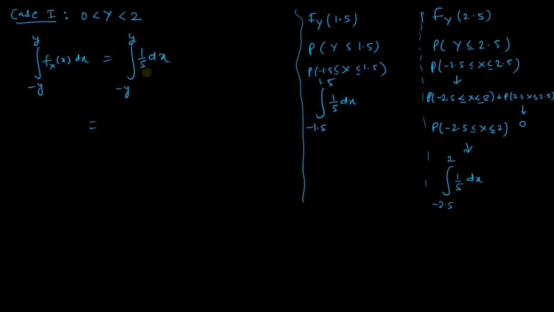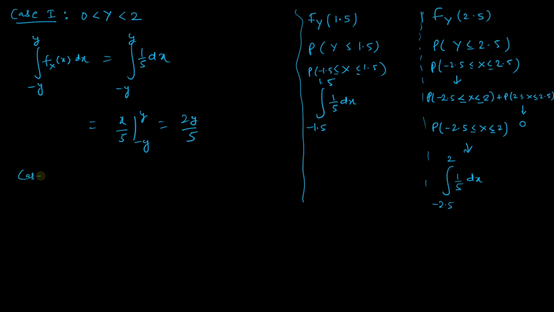We can integrate this because we don't need to do anything else here, right? So whenever we have to calculate the CDF of y at points below 2, we can just do the integration like this, directly putting the PDF of x and integrating it. So we will get x by 5 from minus y to plus y. It will be equal to 2y by 5. So this will be the CDF of y at points between 0 and 2.